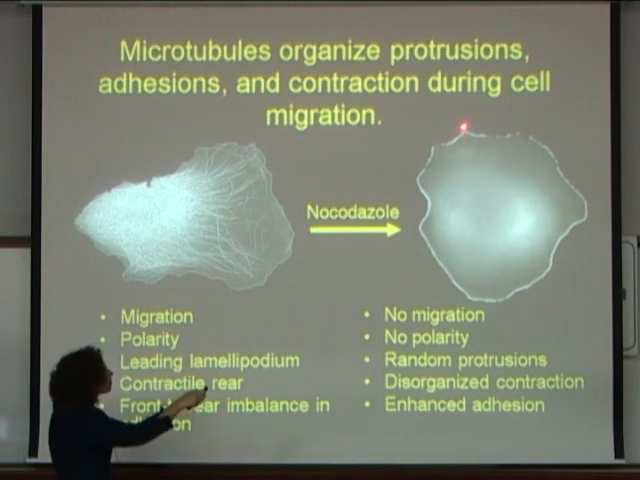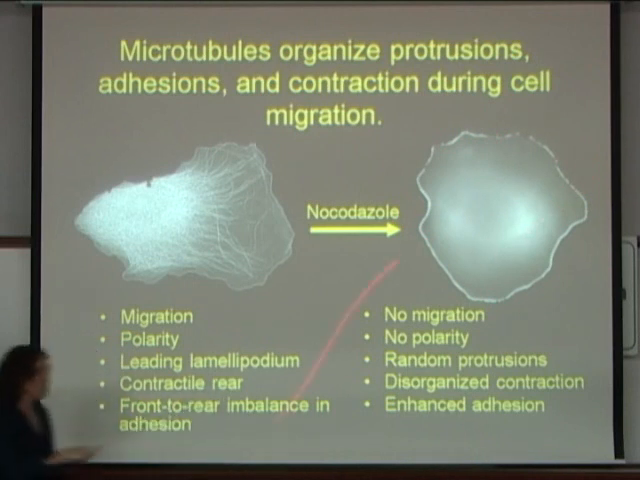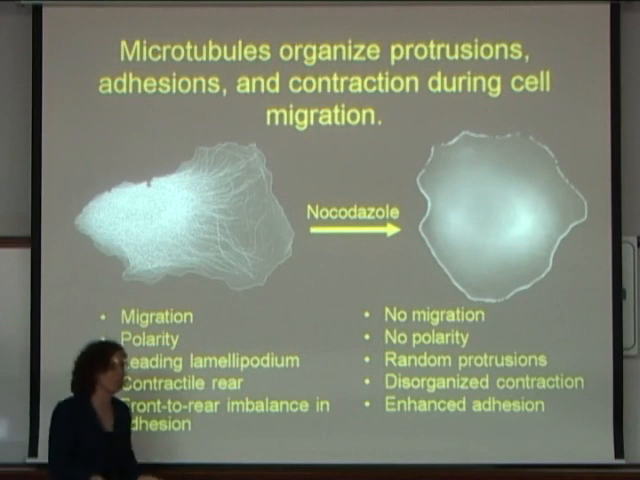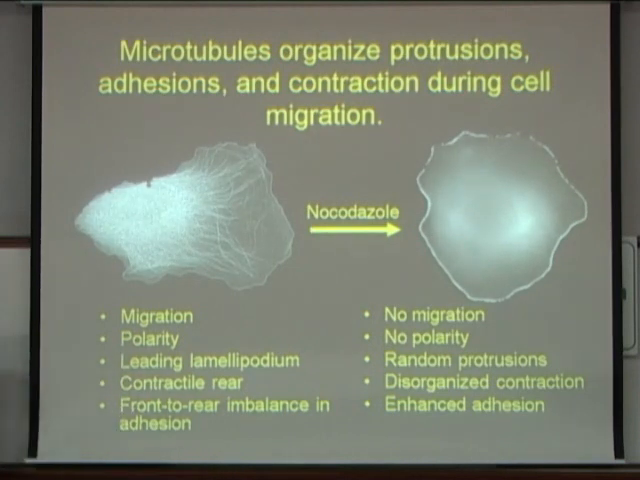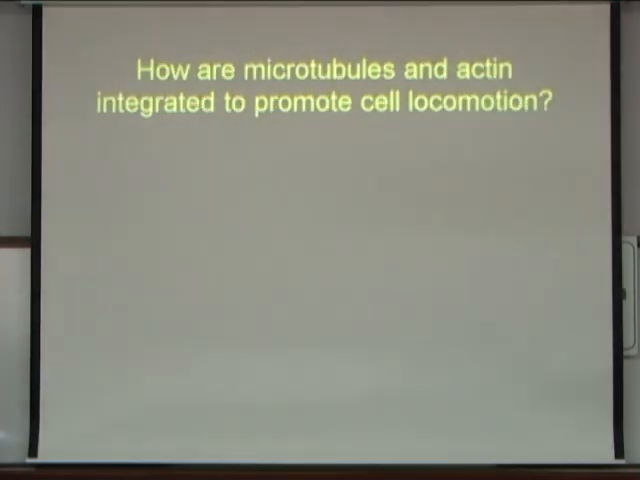Instead, you get protrusion randomly around the cell periphery and contraction randomly organized within the cell. So somehow these microtubules are providing a vector for the placement of protrusive and contractile activity that gets the cell going in the right direction. So this is like a key. You can't just do this anywhere or you're never going to go anywhere. You can't do these activities anywhere or you're never going to get anywhere.